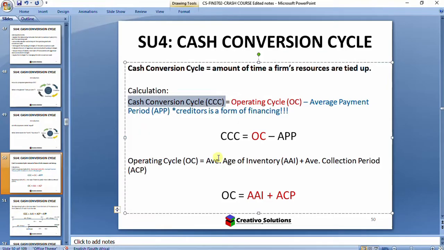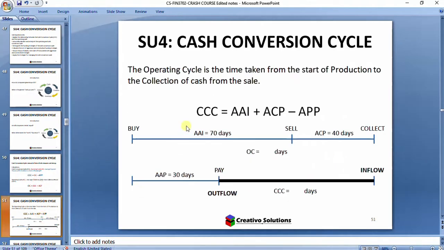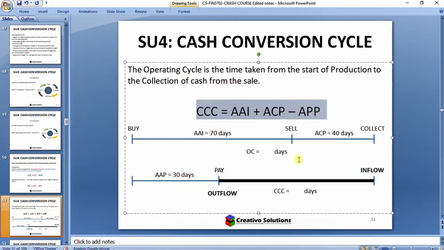Right, so you'll see that on the next slide, where we're combining the formula for OC, and we're putting all three components in one. Remember the diagram. The cash conversion cycle is calculated using these three key measures. AAI is speaking to inventory. ACP is speaking to the debtors. And the last one, APP, is looking at the creditors. So you need those three in order to get the final formula, which looks like this. All right, there's the equation, and that's the one that I would be using in an exam.